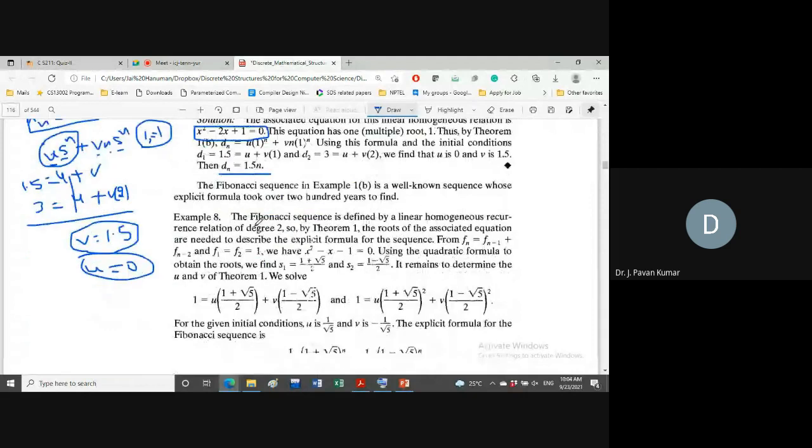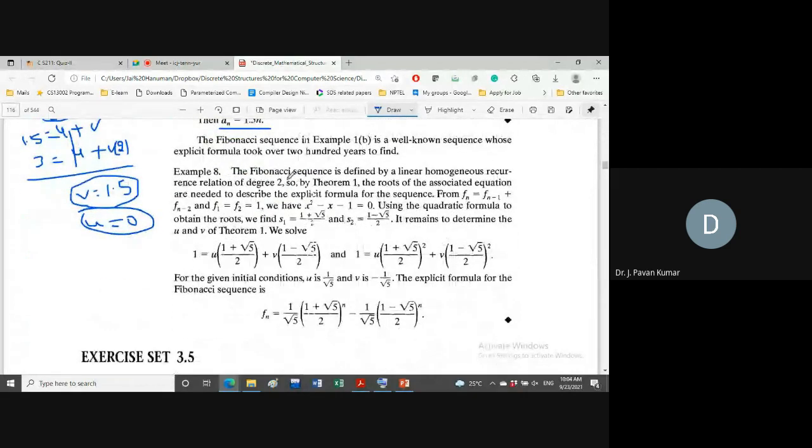One last example we will see with respect to this. Now let us consider the Fibonacci series. What is the recurrence relation? Fn is equal to Fn minus 1 plus Fn minus 2. Previous two terms we add to get the next term. Now what are the initial values? F1 is equal to F2 is equal to 1 itself.